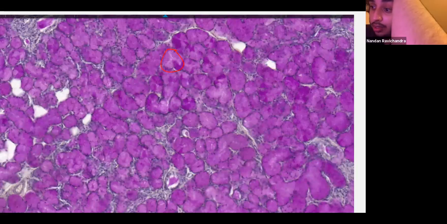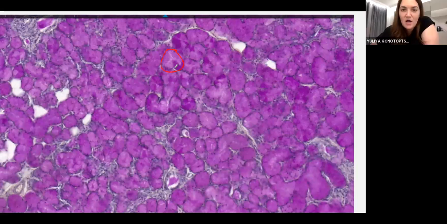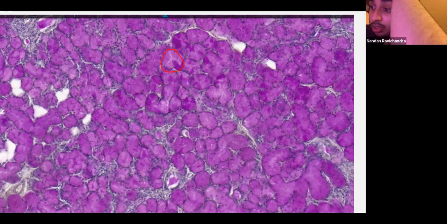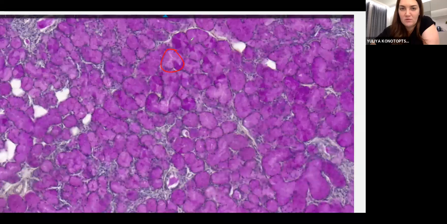Mucus acini. The color is magenta. How do you know that hematoxylin was used? The nuclei are stained. Perfect. I can see the nuclei, right? The nuclei are those little tiny dots. If I can see them, that means that hematoxylin was definitely used. Okay. Now, what are those?